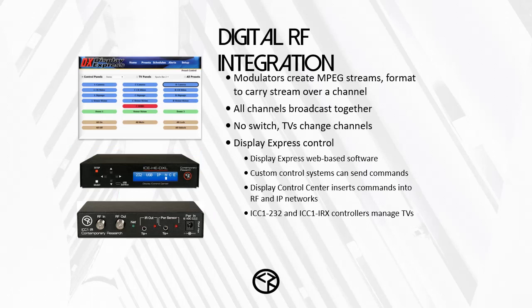For RF distribution, a modulator creates the MPEG stream and then formats it to carry the stream over a specific channel, from channel 2 to channel 135. All those channels are combined and broadcast together over one coax cable. There's no switch in between. It's the TVs that are the switch. They change the channels at the destination end.